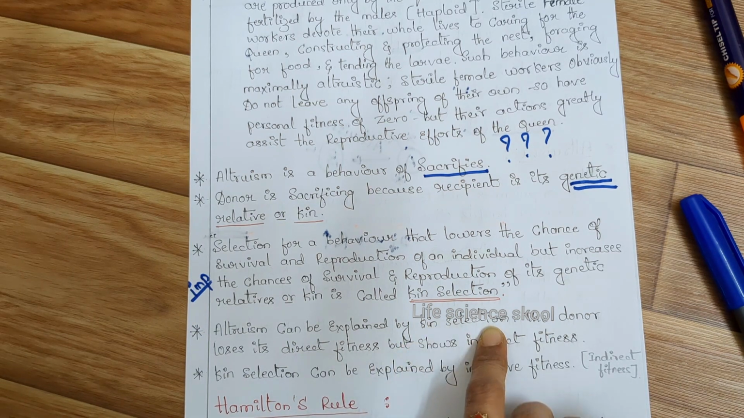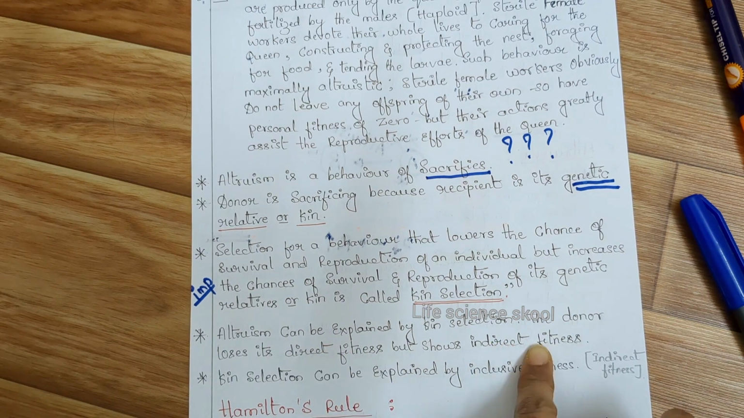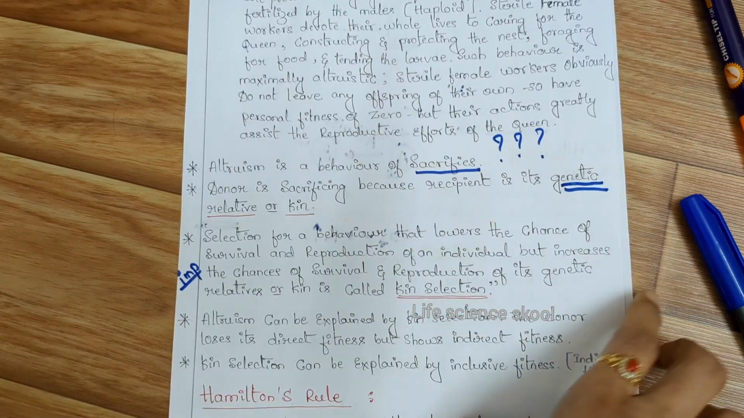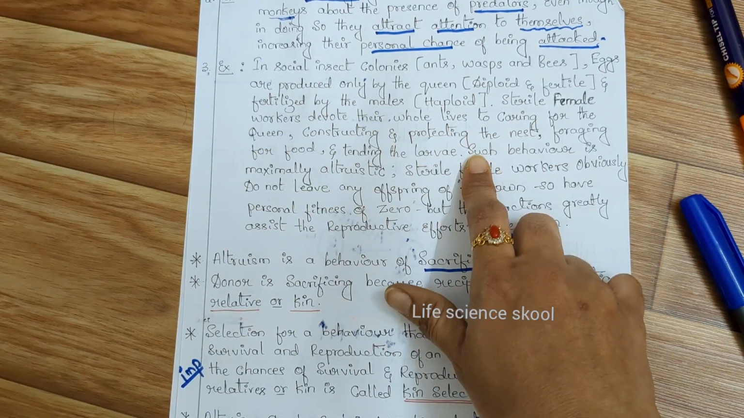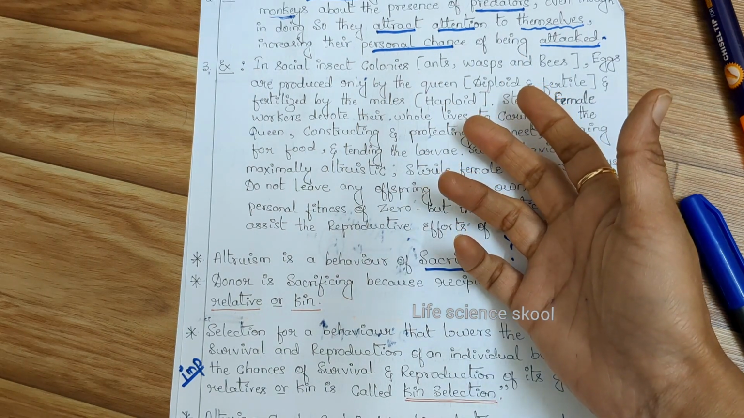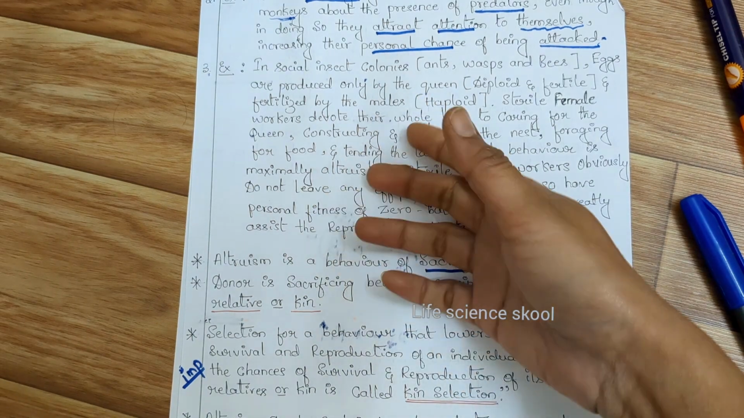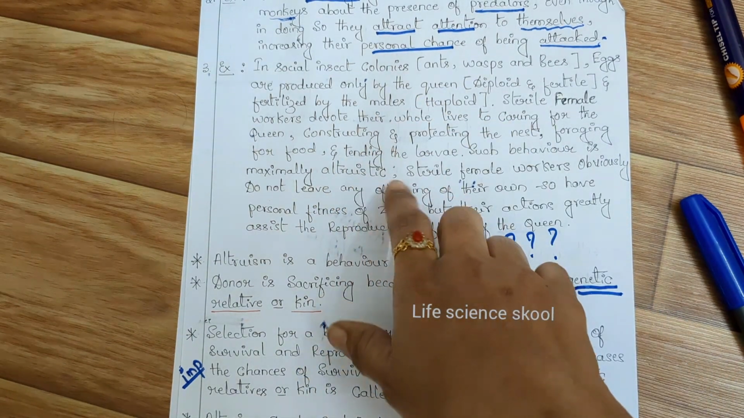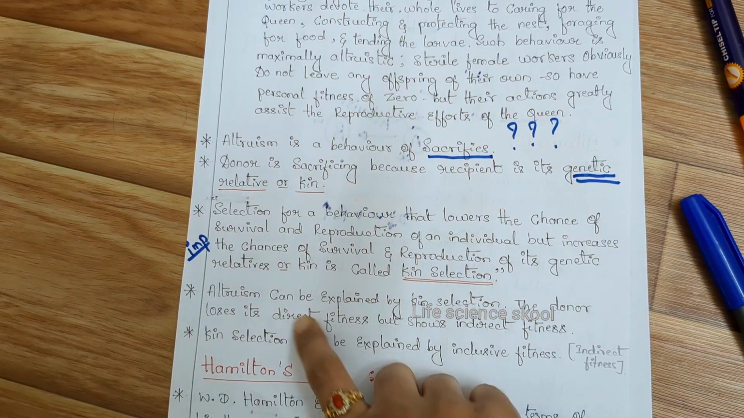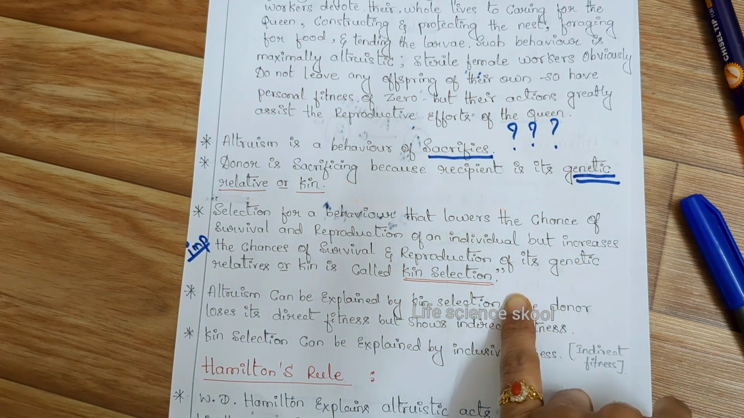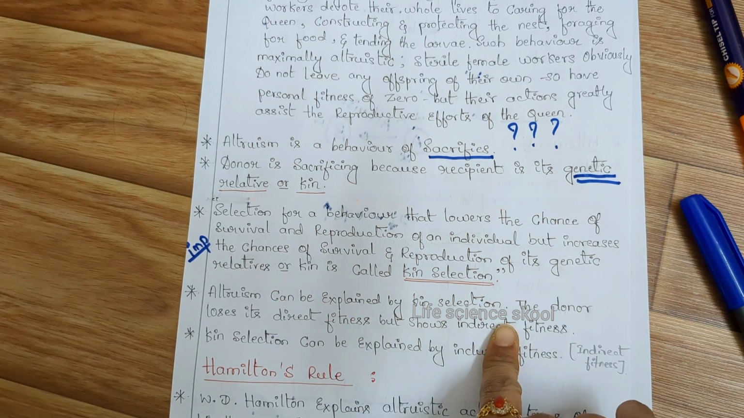Moving on to the next point. Altruism can be explained by kin selection, right? I just explained. The donor loses its direct fitness but shows indirect fitness. For example, in honeybees, as I told you, the worker bee is not able to produce offspring by herself. She can't reproduce, but her sister, the queen, is going to reproduce. That's why the worker is helping the queen. That's how she maintains indirect fitness. The worker can't maintain direct fitness, but she can maintain indirect fitness.